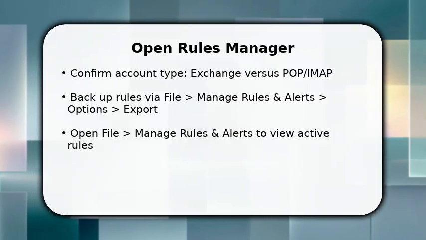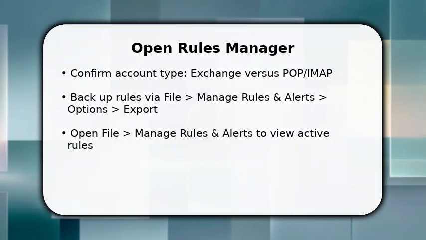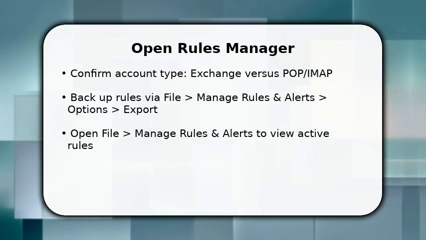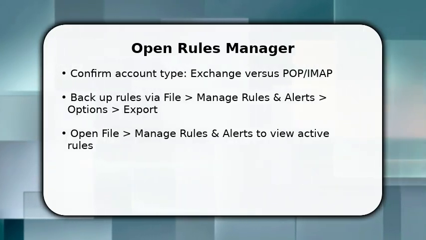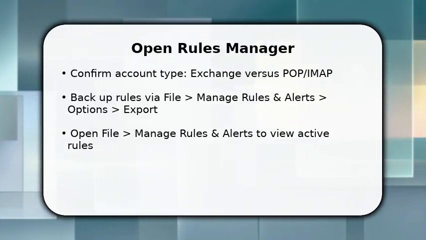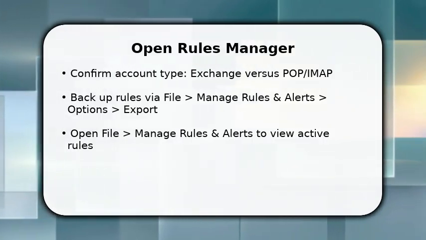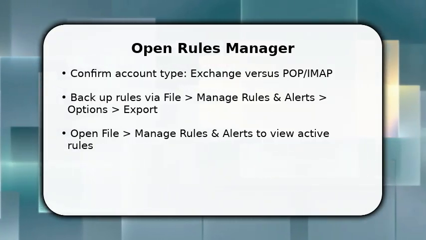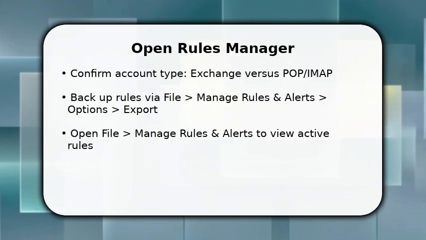You'll start by confirming whether your account is Exchange or POP/IMAP because server rules behave differently. Once you know that, back up your rules quickly. Go to File, Manage Rules and Alerts, then Options and Export Rules so you can restore if needed. Now open File, Manage Rules and Alerts and scan the list. This is where you'll take immediate action on each rule.